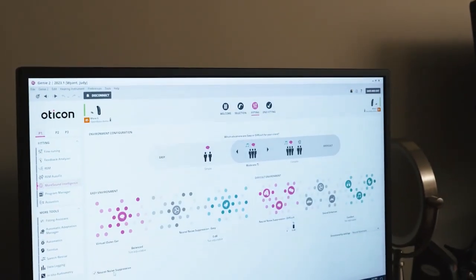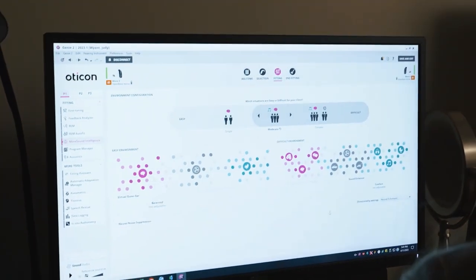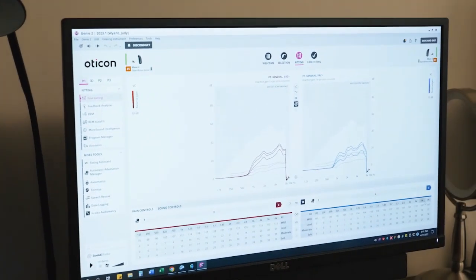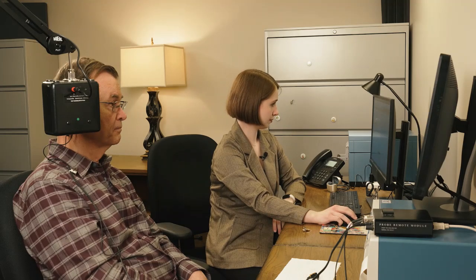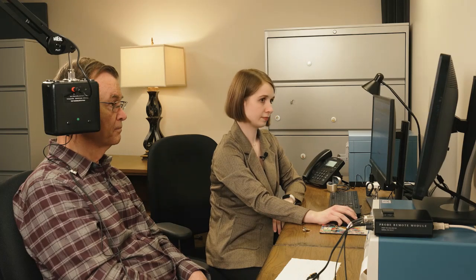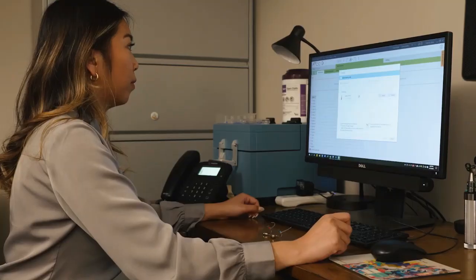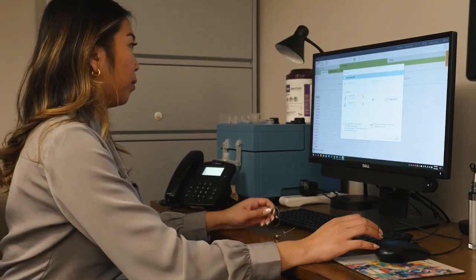We get the second computer that is going to program the hearing aid ready by entering the patient's pertinent information, such as their name, birth date, and the result of their hearing test. Each hearing aid manufacturer has its own software that is used to program their hearing aids. Next, the hearing aids are then connected to the computer.